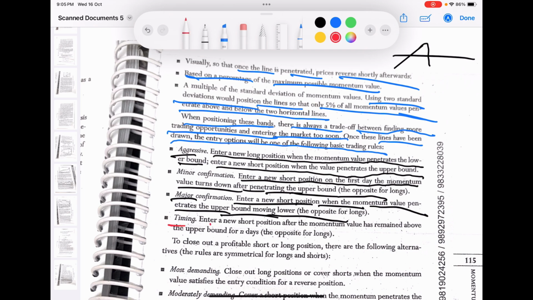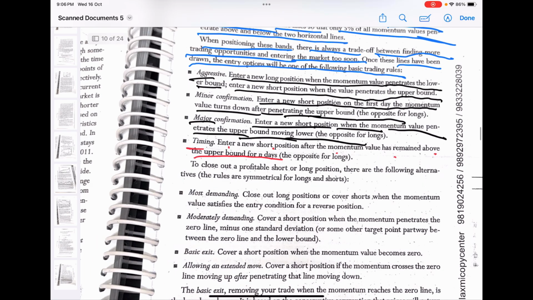Timing. Enter a new short position after the momentum value has remained above the upper bound for n days. Now that is again according to your discretion and your knowledge. If it stayed above for 3 days, it means that it is strong, or if it stayed for 1 month, then maybe it is strong. Whatever your way of trading is, that's according to your particular time frame. So this is another way to use it.